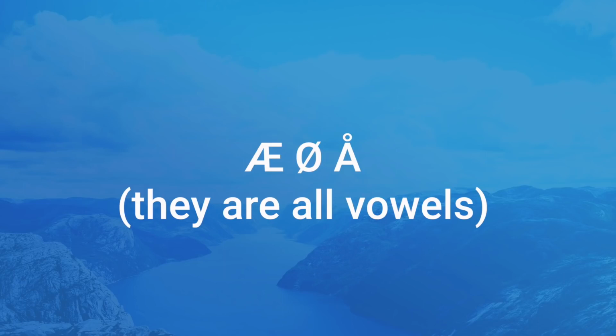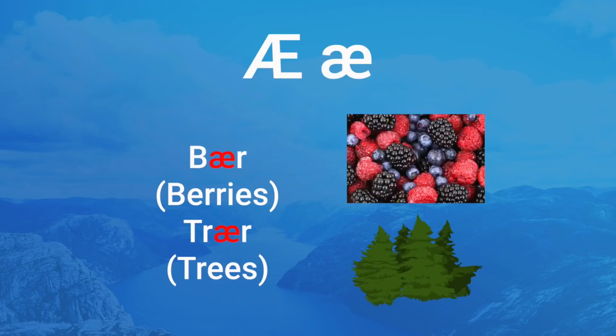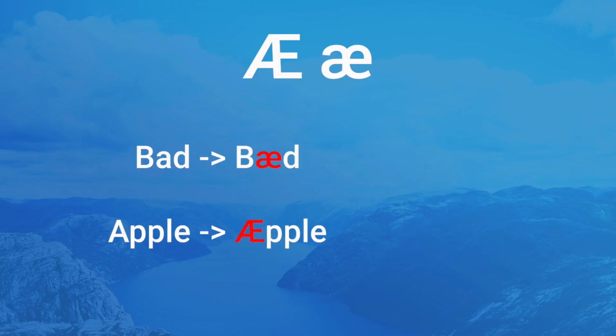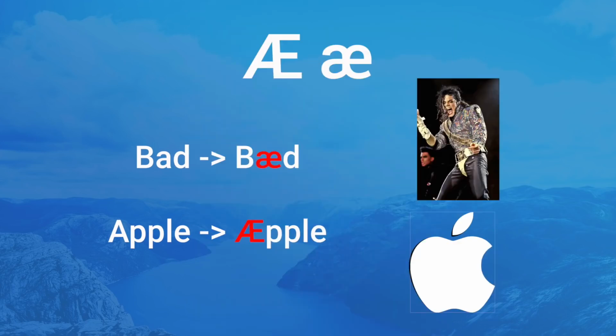And now we've reached the 3 extra letters that the Norwegian alphabet has. The first one is Æ, and as you can see, it is composed of an A and an E put together. Æ. Bær, trær. It sounds just like the American "bad" or "apple".